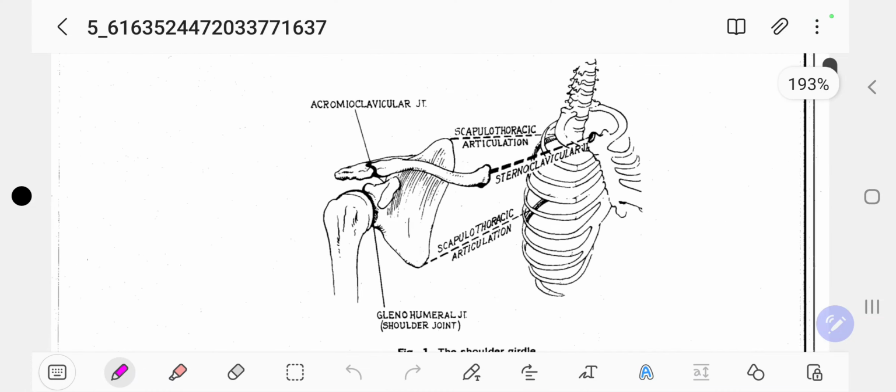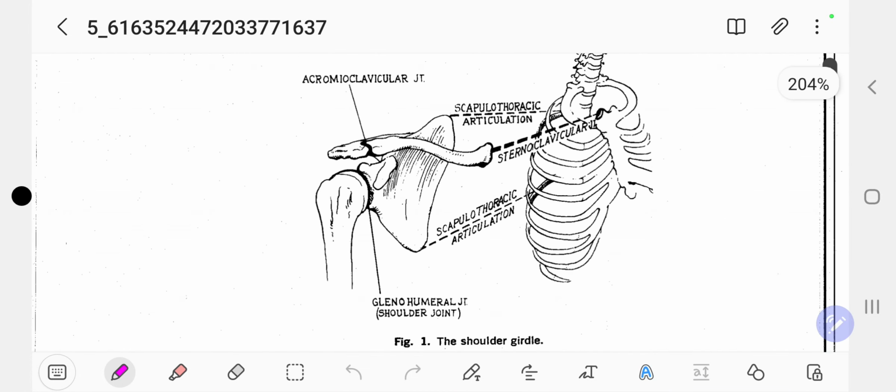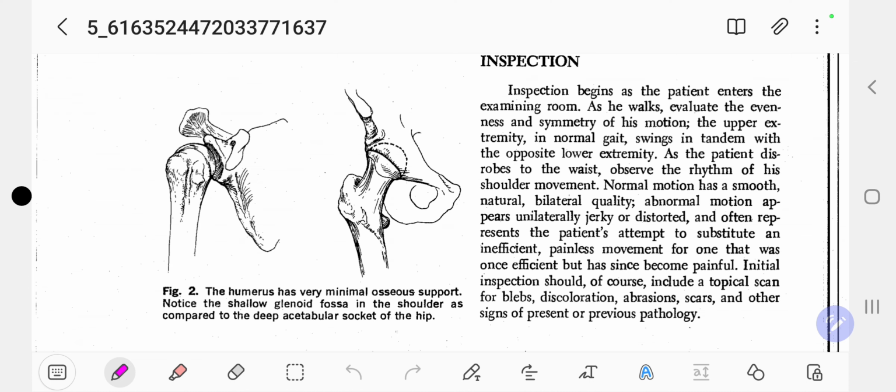Now you must understand the glenohumeral joint, acromioclavicular joint, sternoclavicular joint, and scapulothoracic articulation. This forms the shoulder girdle. All movements are interrelated. The humerus has very minimal osseous support, the shallow glenoid fossa in the shoulder, as compared to the deep acetabular socket.